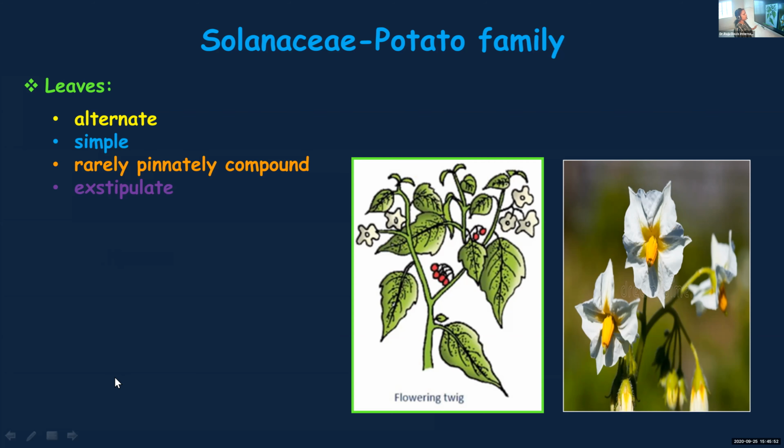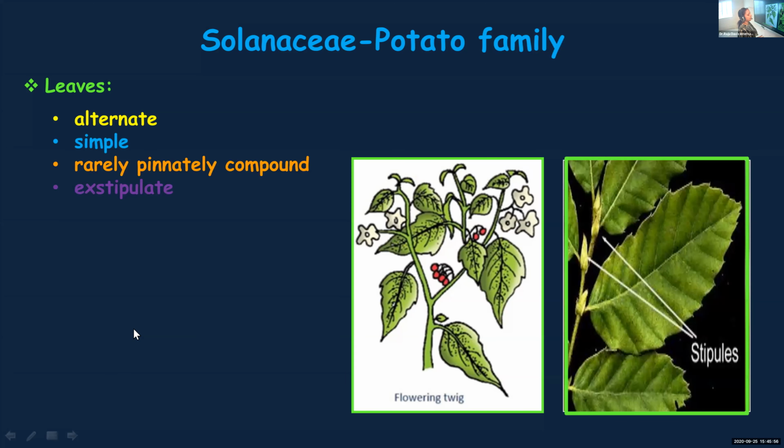Exstipulate means without stipules. Here I have given a picture, see on the right hand side. This is not the picture of a plant that belongs to Solanaceae. I just want to show you what stipules are. What you see in the figure are stipules. Here the leaves are exstipulate, which means no stipules are present.